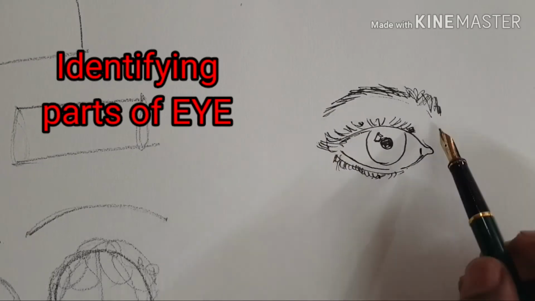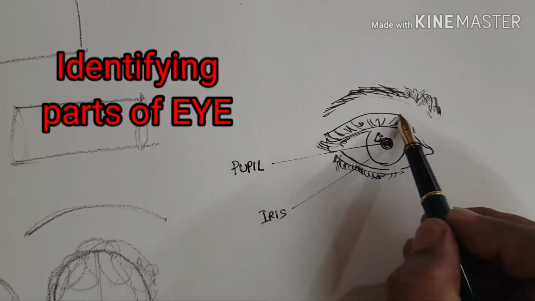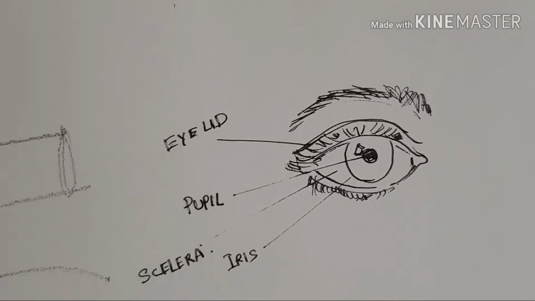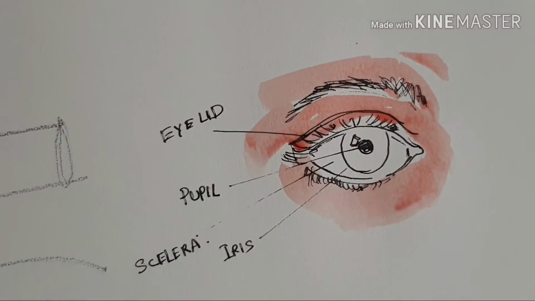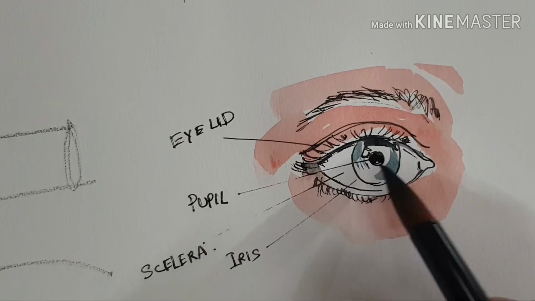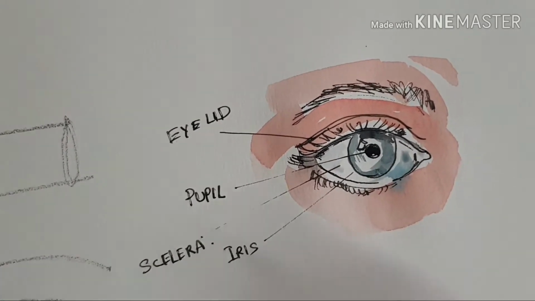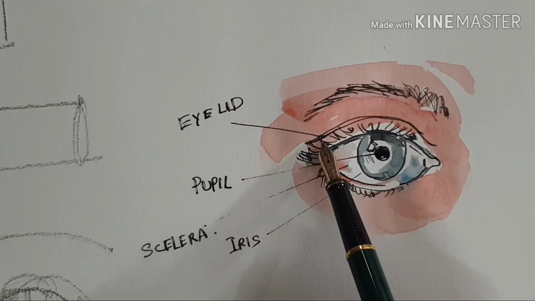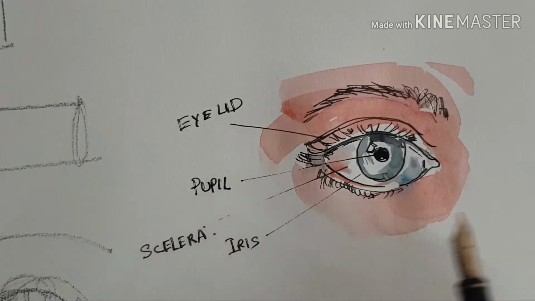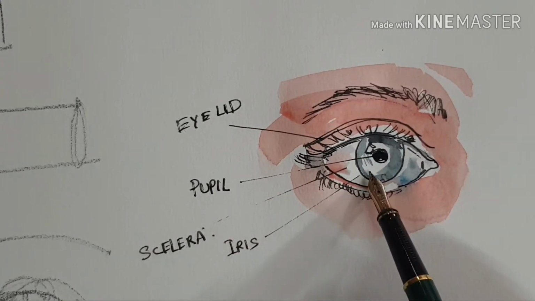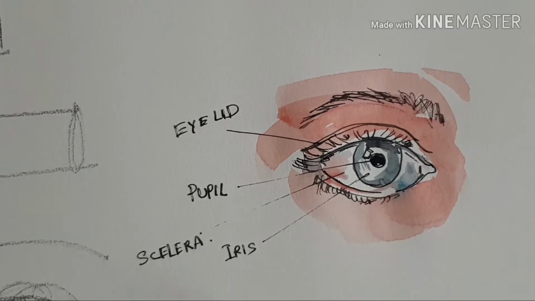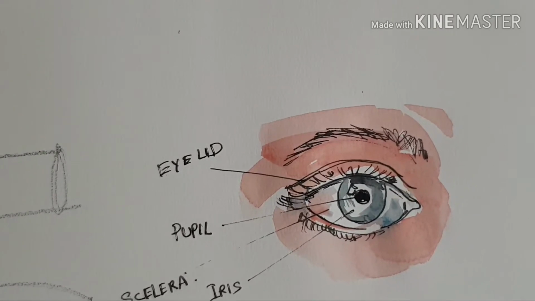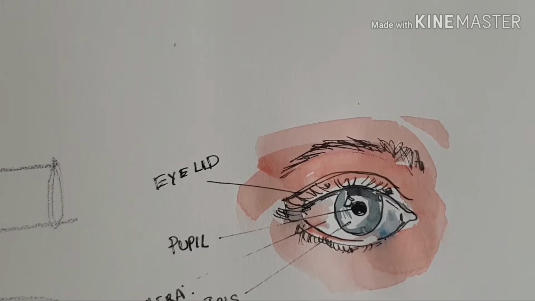Now let us note the parts of the eye broadly. This is eyelid, pupil, and sclera. This is iris. These are parts of the eye just for identification.